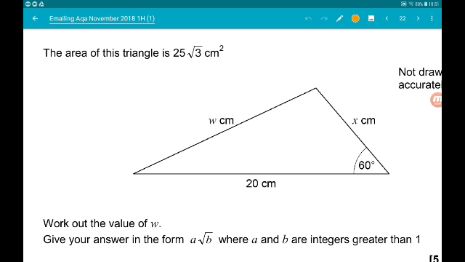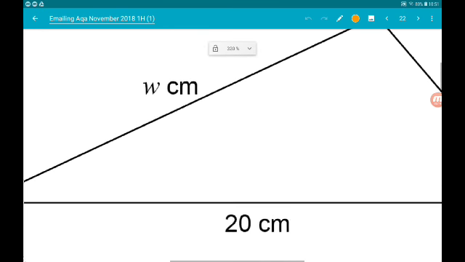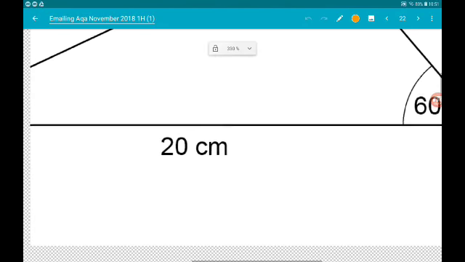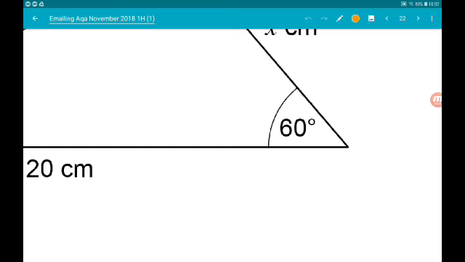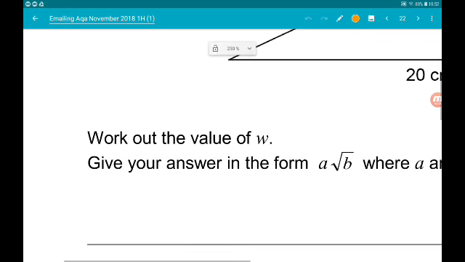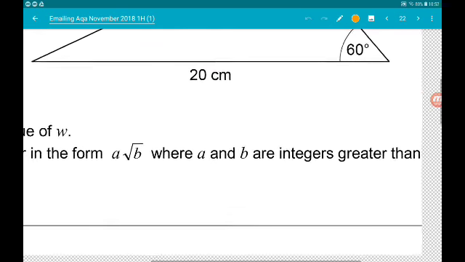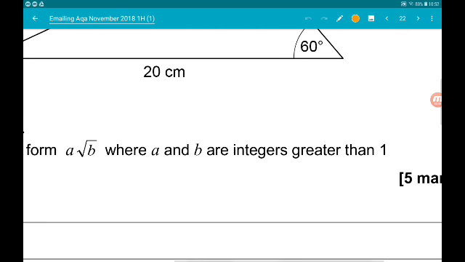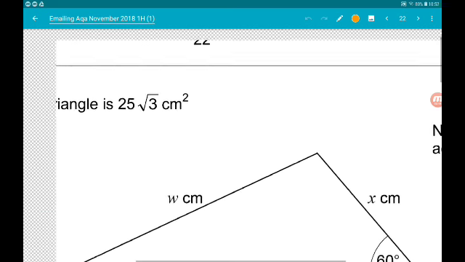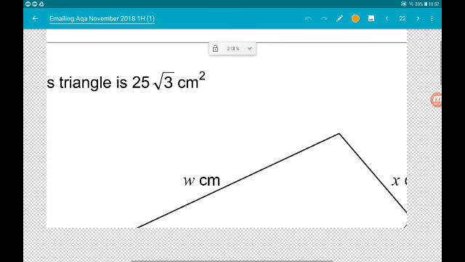So we're told the area of this triangle is 25 root 3 centimeters squared. So we got a side of w, a side of x, a side of 20 and an angle of 60. Our job is to work out the value of W, giving our answer in the form A root B, where A and B are integers greater than 1. Okay. So, lots going on here.